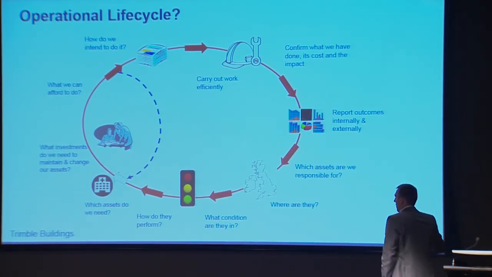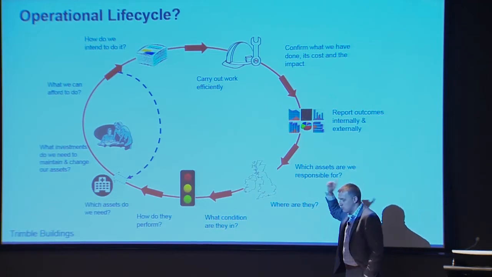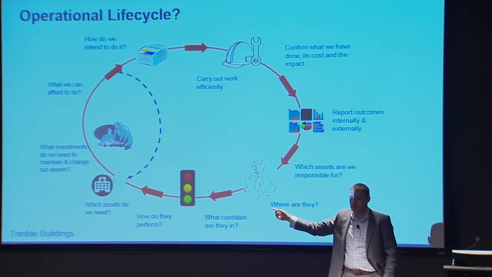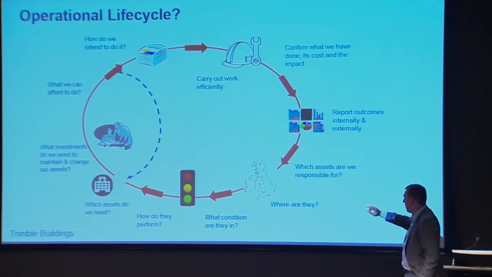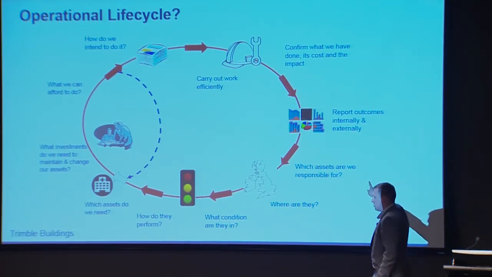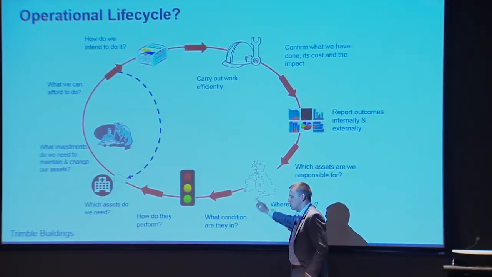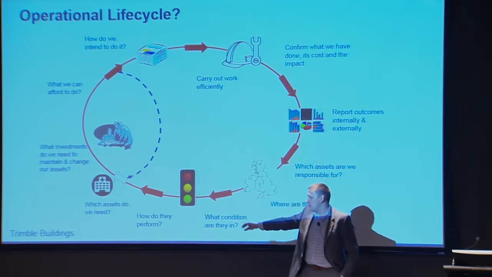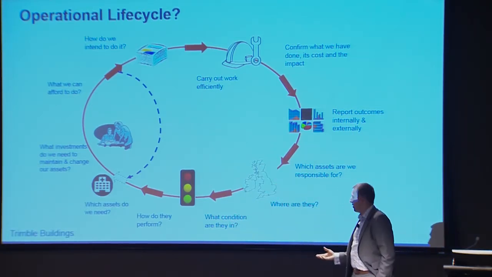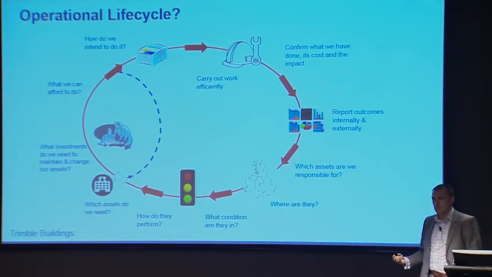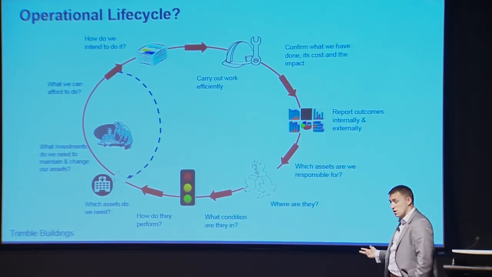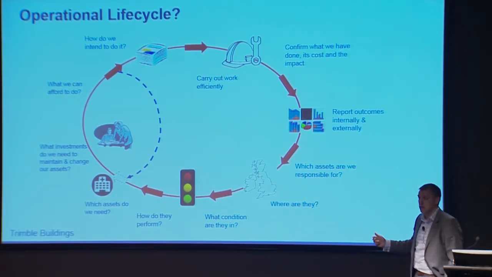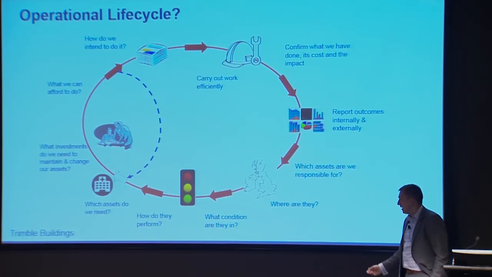So one of the first things they came to us and said is, this is what we want to do. This is what we need to do on a day-to-day. You're all probably aware of this, so I'll fly around it. But they need to know what assets they're responsible for, where they are, what sort of condition they're in, how they perform, what assets they actually need. So they start to make some decisions around, do we need to keep hold of this? Could we actually dispose of it? Do we need more? Should we be building another seawall or something like that?